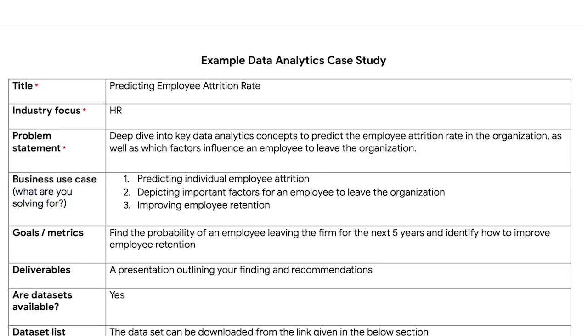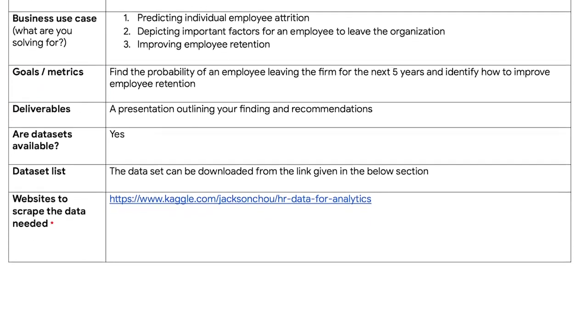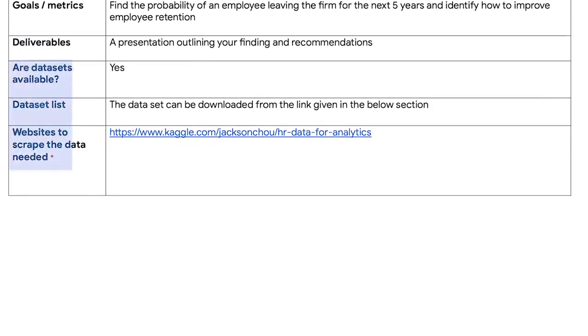There's some more specific goals in the next section. It's asking us to find the probability of an employee leaving the company over the next 5 years. That's pretty straightforward. But they're also interested in ways to improve employee retention. This next section is really key. The deliverables are what we'll actually give them once we've completed the case study. In this example, they're asking for a presentation outlining our findings and recommendations. Finally, they've included some sections about the data we'll use for this task. Here, it's a dataset that we can download.